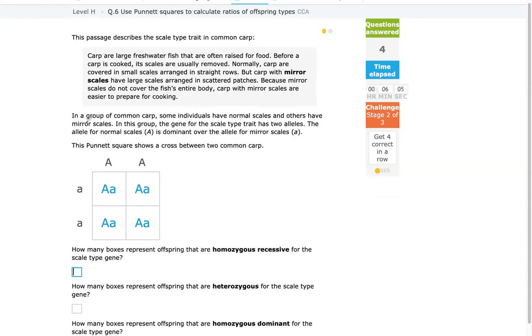Making me hungry here. In a group of common carp, some individuals have normal scales and others have mirror scales. In this group, the gene for the scale type trait has two alleles. The allele for normal scales is A, dominant, over mirror scales, lowercase a, recessive. Two carps mated and had little carp babies. Will they have normal scales or mirror scales? And how many will have each?